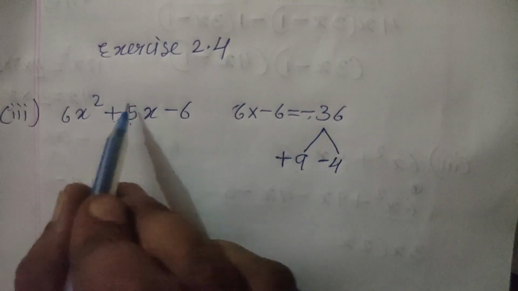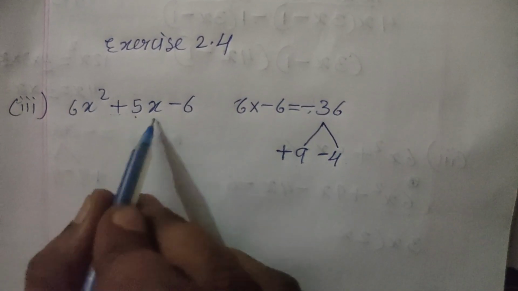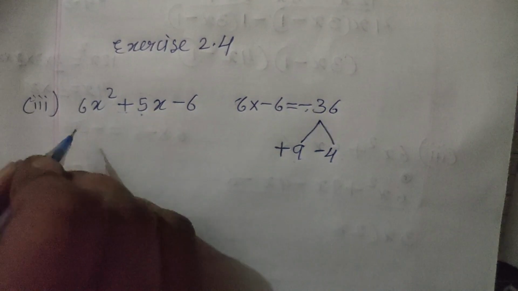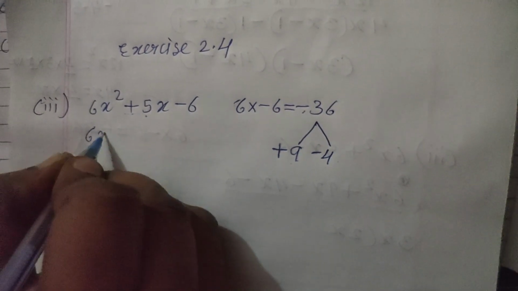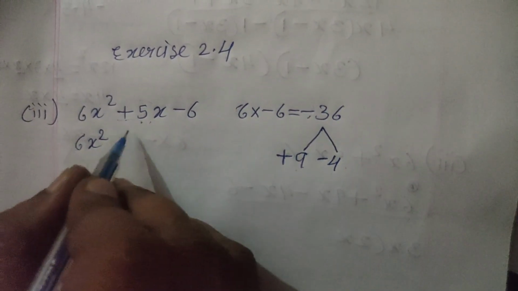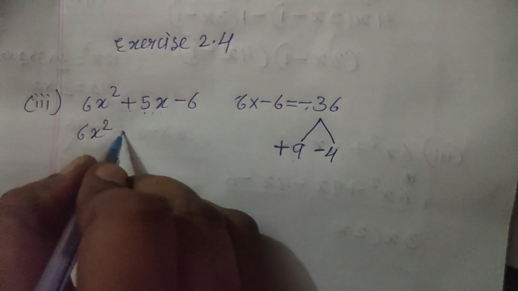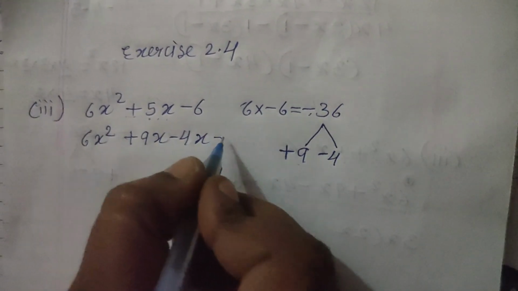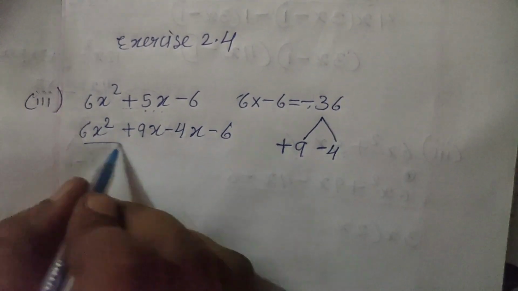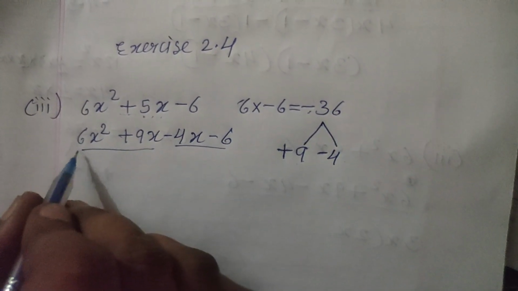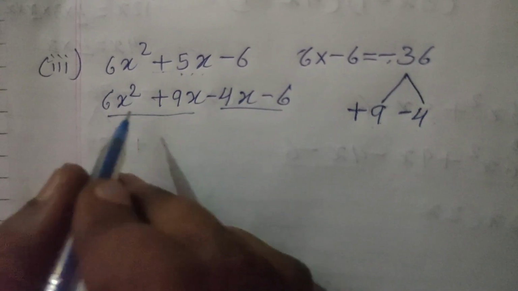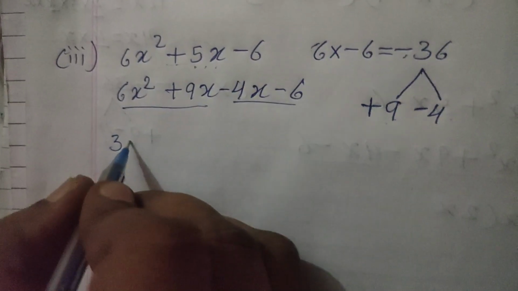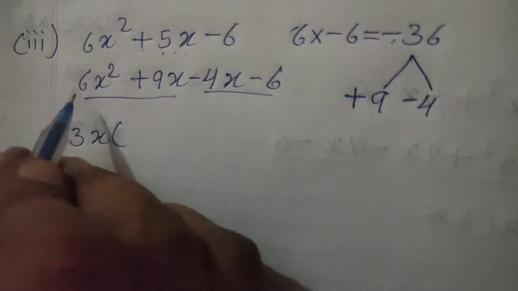We are not changing the value, we are just writing 5x in terms of 2 terms. So here I am writing 6x², and in place of 5x I will write 9x − 4x, and then minus 6. Again 4 terms, take pairs of 2 terms. Here 6 and 9 are both multiples of 3, so 3 will be common here. Again x is also common.